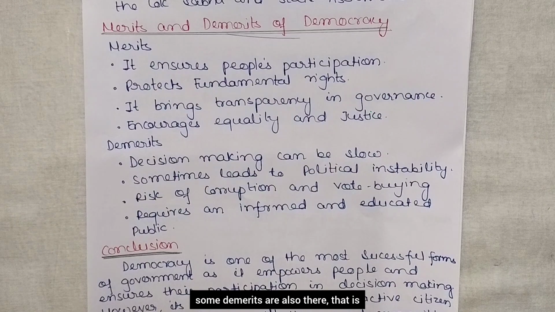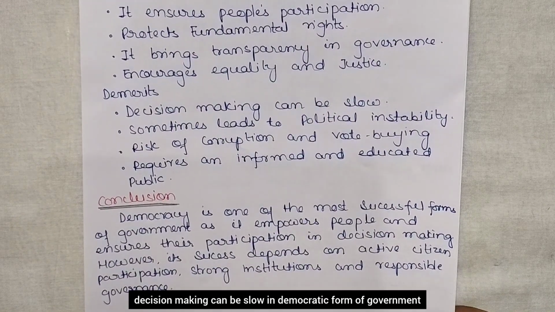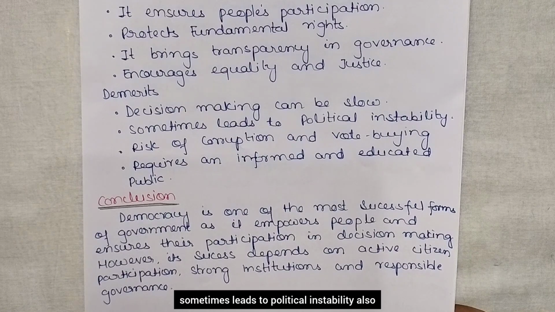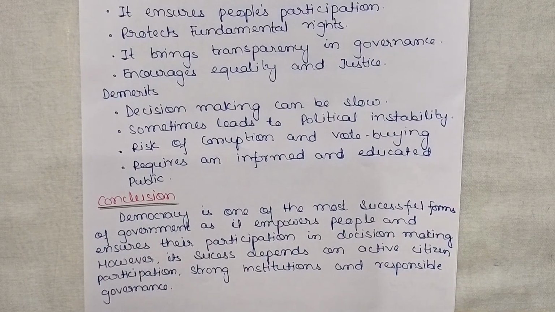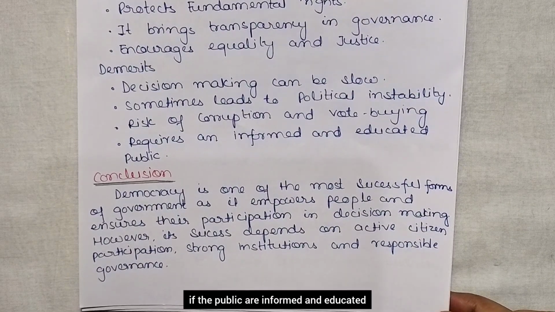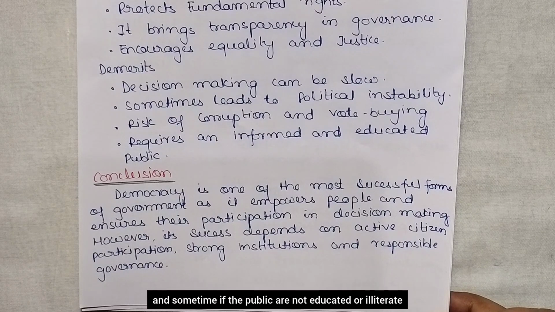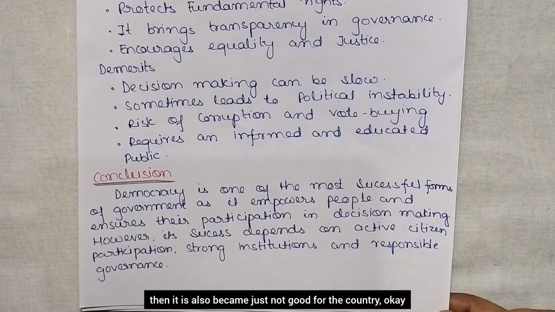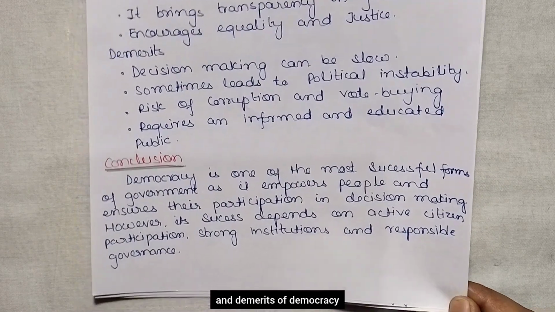However, some demerits are also there. That is, decision making can be slow in a democratic form of government. Sometimes it leads to political instability also, and risks of corruption and vote buying are also seen as a demerit of democratic form of government, and it requires an informed and educated public. So if the public is informed and educated, then democratic form of government is good. And sometimes if the public is not educated or is illiterate, then it is not good for the country. Okay, so these are the merits and demerits of democracy.